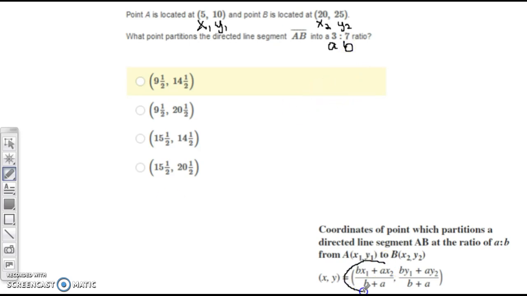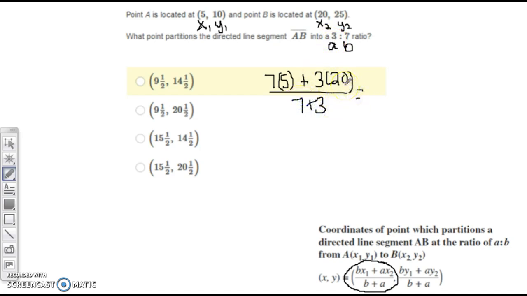So let's just tackle the x value first. So I'm just going to deal with that first part of the equation. I need to do B times x1. So let's look up here. Our B value is 7 times our x1 is 5. Then it says plus, so I'm going to put my plus sign. A times x2. My A is 3. My x2 is 20. So 3 times 20. And it says divided by B plus A. My B is 7. My A is 3.